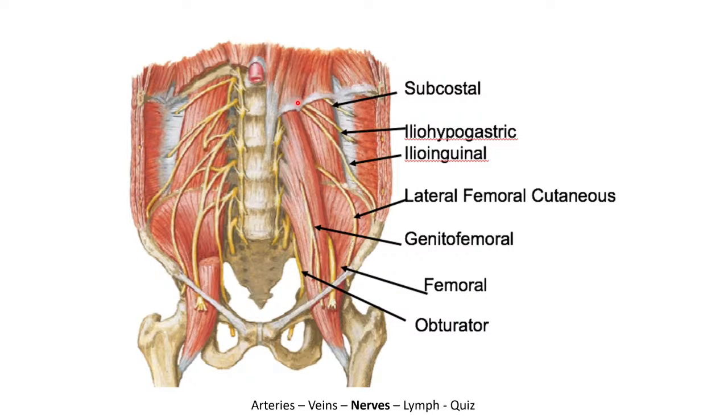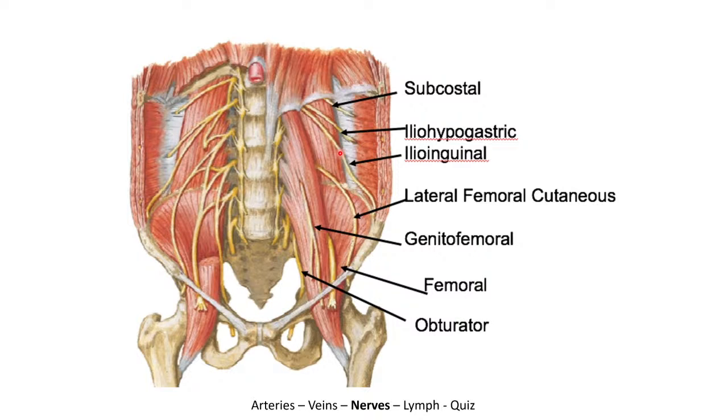Alright, ilioinguinal actually is below it. It will run below it and will also pierce through the transverse abdominis muscle, however a little bit lower and closer to the crista iliaca, as you can see here. It arises from L1, partly also from above and below, and emerges from the lateral border of musculus psoas major.